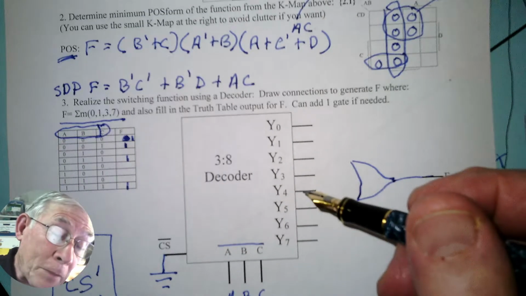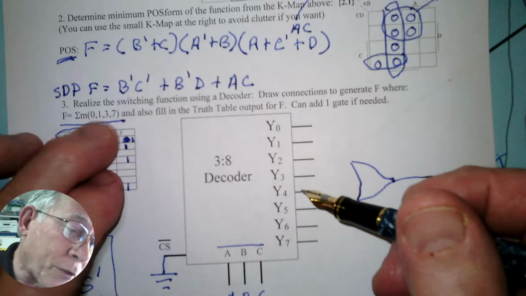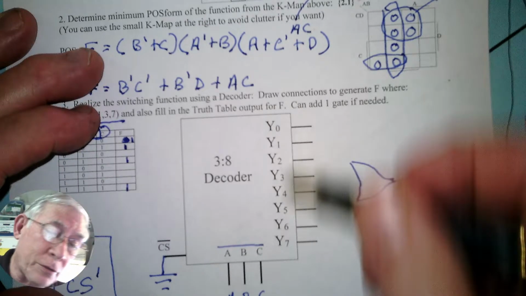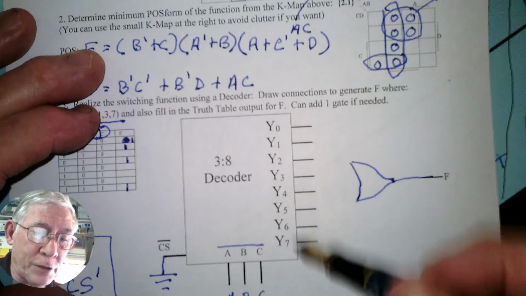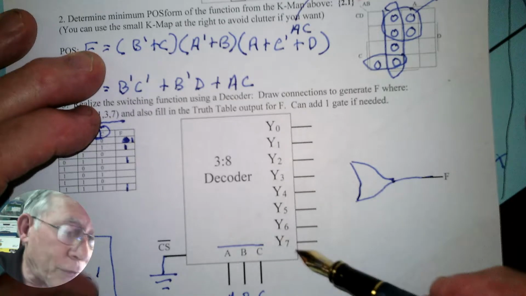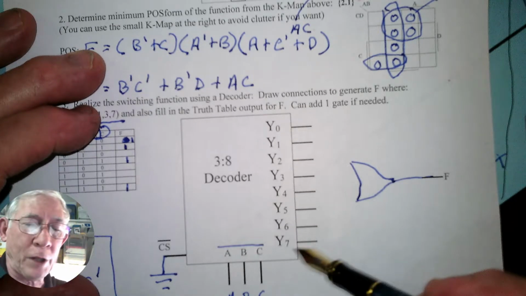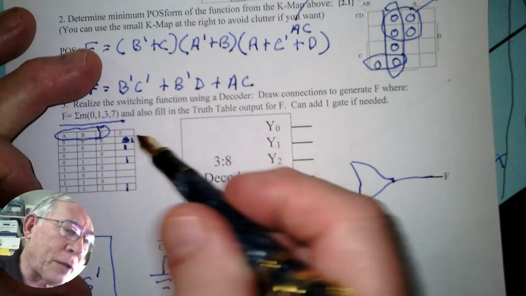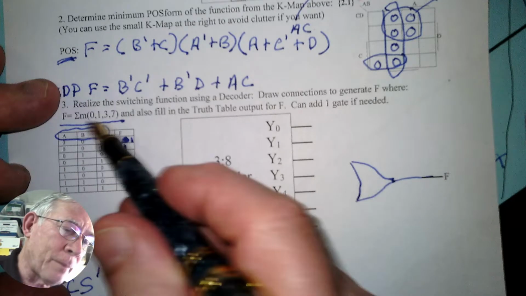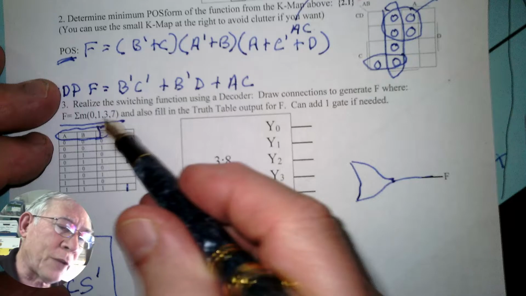Well, so I need minterms 0, 1, 3, and 7. And these are all the minterms: 0, 1, 2, 3, 4, 5, 6, and 7. I obviously don't need all of them. That would be stupid. That would just be the constant one. I only need the ones for my truth table. In this case, in my shorthand notation, 0, 1, 3, and 7.